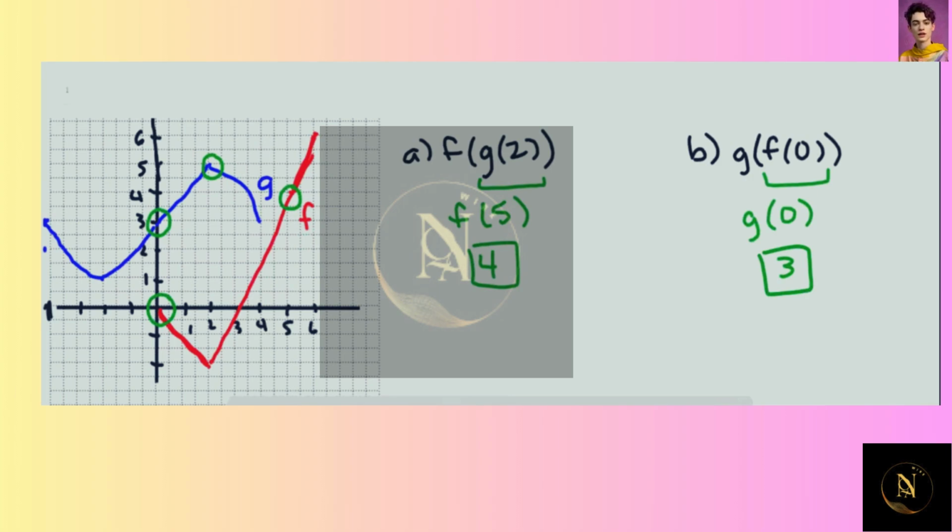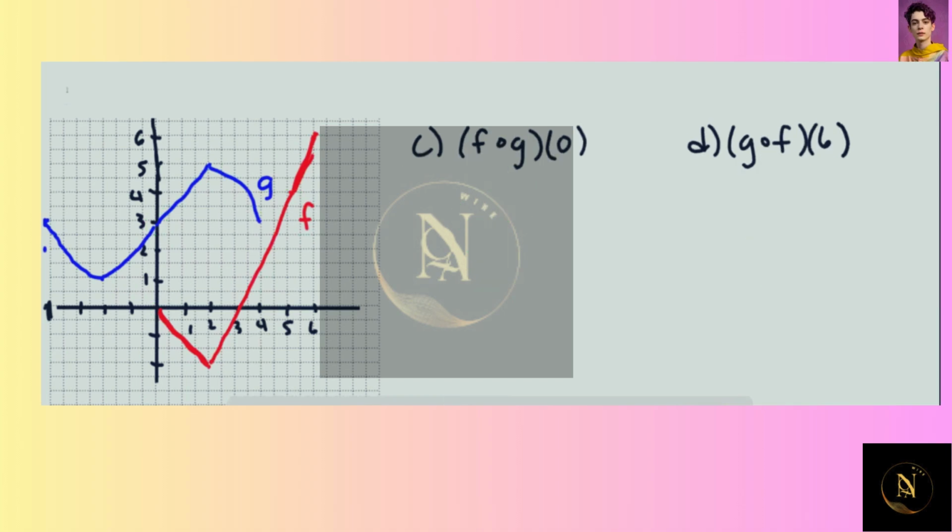Next, let's do part C, f of g of 0, and we can write that this way if we want to, f of g of 0. So the first thing we want to find is g of 0. So we go to where x equals 0, and we find that on the g graph, and that's 3. Substitute that in, and now we have f of 3. So we go over to where x equals 3, and we find that on the f graph, and that's at a height of 0. So the answer is 0.